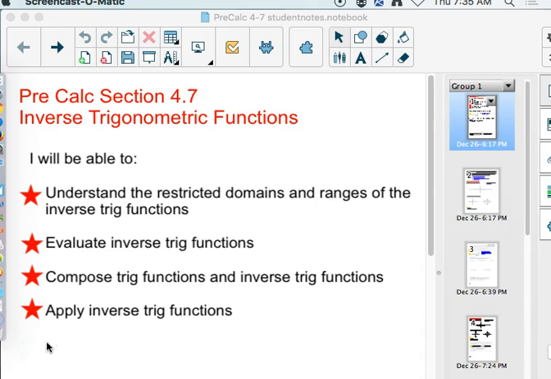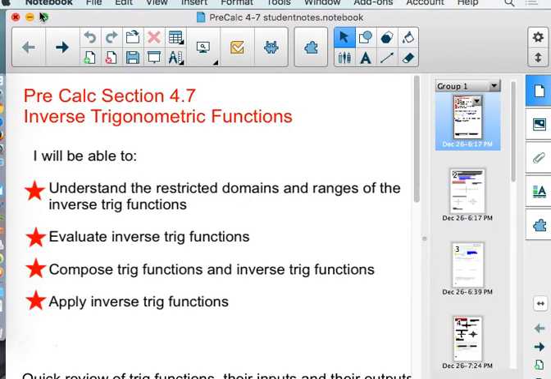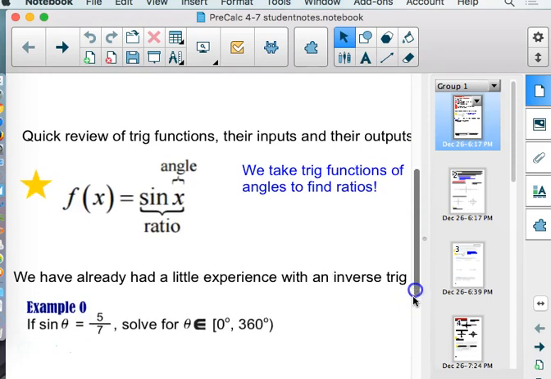And then evaluate the inverse trig functions. We're well on our way there. We've gotten a really good start. Compose the trig functions and inverse trig functions, probably not until our 2-hour release schedule tomorrow, our little half-hour classes. And then apply inverse trig functions. Absolutely, we're on the way there. So those were our objectives, and we got to the bottom of the section.